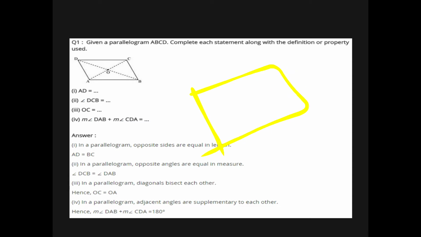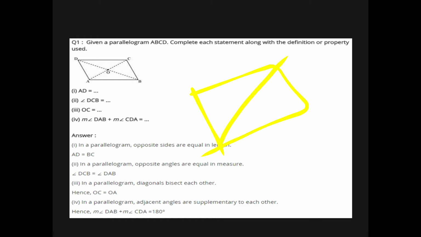Now the third property: the diagonals of a parallelogram bisect each other. Diagonal means when we join two opposite corners. This is the first corner, this is the second corner. Suppose we name the center point O. This side is equal to this side, half of it. Let me take this as A and this as B, so we can see OA is equal to OB. The property says that diagonals of a parallelogram bisect each other.